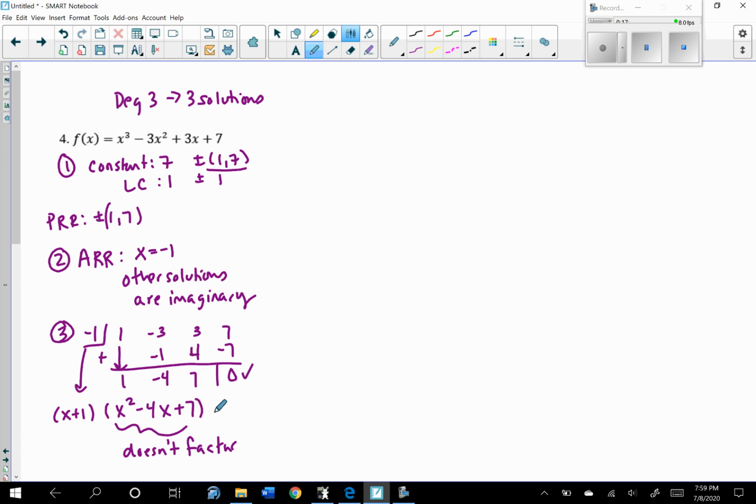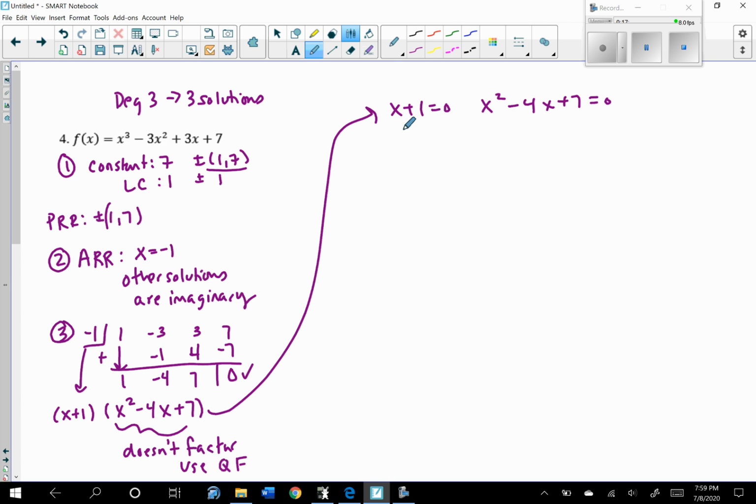So how do I find the solutions when it doesn't factor? Remember, we use the quadratic formula to factor or find the solutions. So we have x plus 1 equals 0 and x squared minus 4x plus 7 equals 0. We already know this one is x equals -1. Over here, a is equal to 1, b equals -4, c is equal to 7.